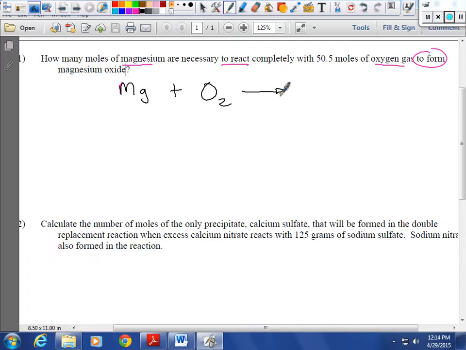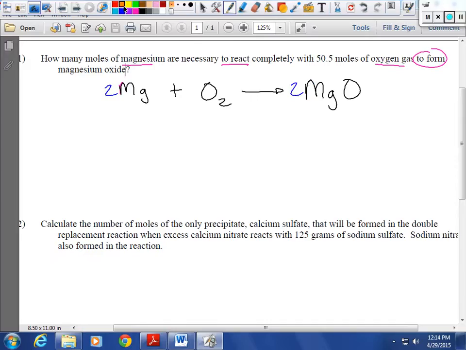Now, what are your charges for both of those? 2 plus and 2 minus. They're going to cancel, leaving you with MgO. Now, if you didn't check your charges there, you might have gotten lucky, but just because they cancel. But in this case, they do. So, is it balanced? Nope. I need a 2, 1, 2, right?